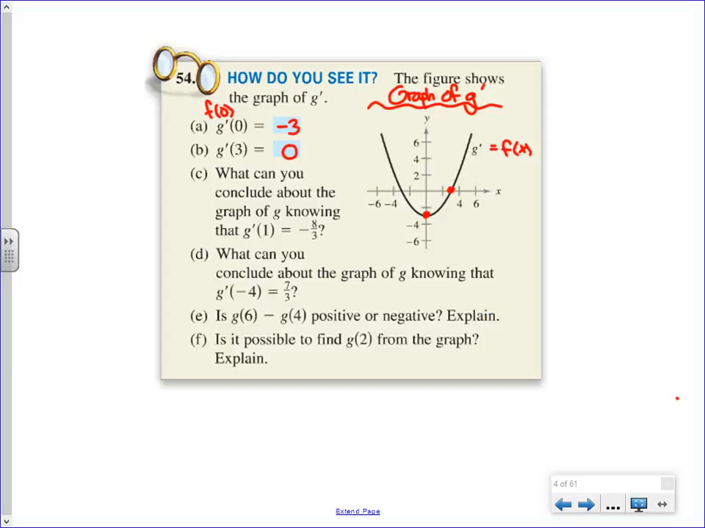Now, letter C says, what can you conclude about the graph of G? Can I see G? No. I don't have G, I have G prime. I have clues about G, and that's what they're asking me to analyze. What can we conclude about the graph of G, knowing that G prime of 1 is negative 8/3? Now we have a derivative value. What does a derivative value represent? Now go to our description. Slopes of tangent lines. So if I know the slope of a tangent line at 1 of g is a negative number, what does that mean about g?